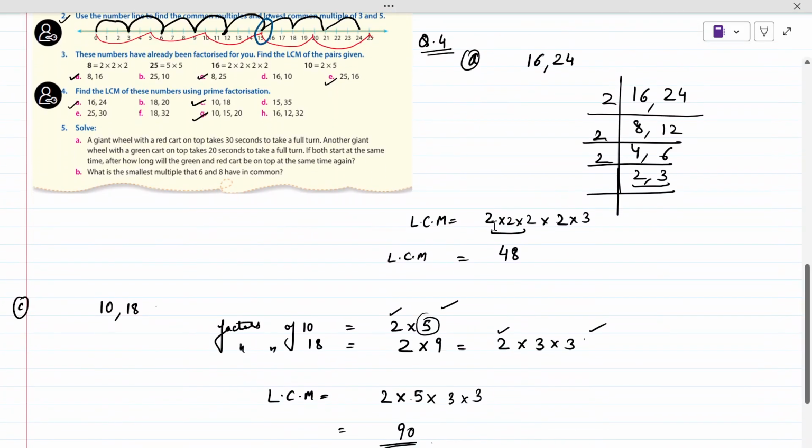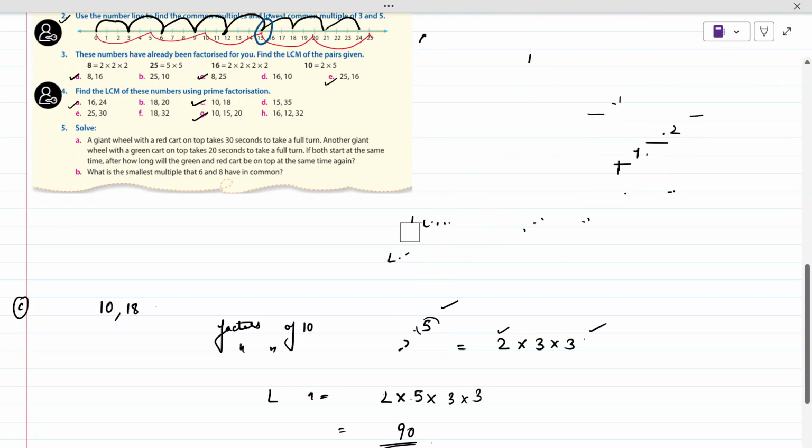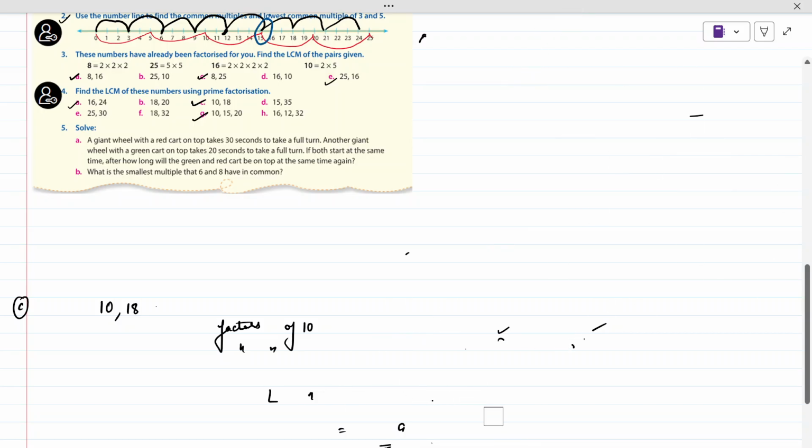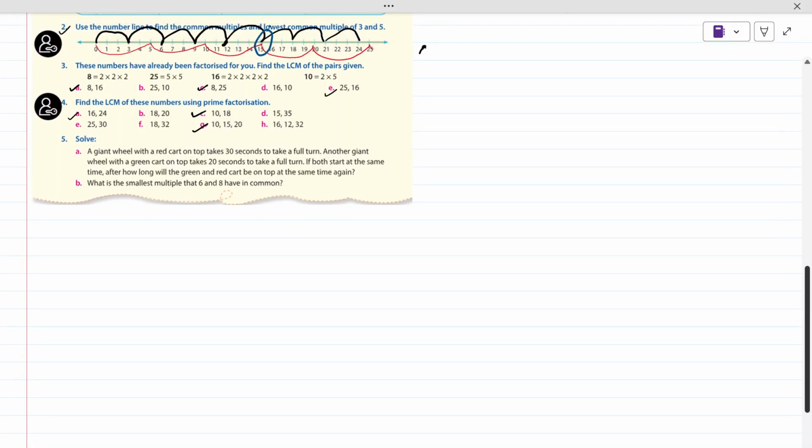Next, question number 5 and question number 6. For that, let me erase this first. Question number 5: a giant wheel with a red cart on the top takes 30 seconds to take a full turn. So there is a wheel with a red cart on the top and it is taking 30 seconds to take a full turn. And then there is another giant wheel with a green cart on the top and it is taking 20 seconds to take a full turn. If both of them start at the same time, how long will the green and red cart on the top meet again at the same time?